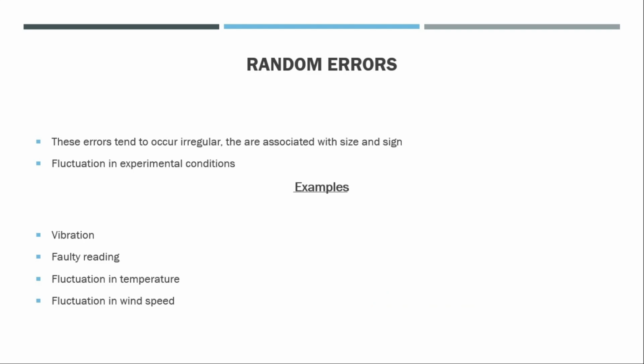The other type of error is random errors. These errors tend to occur irregularly. They have an irregular pattern, as we would say, random. They are associated with size and sign. Fluctuation in experimental condition is responsible for most of these errors.